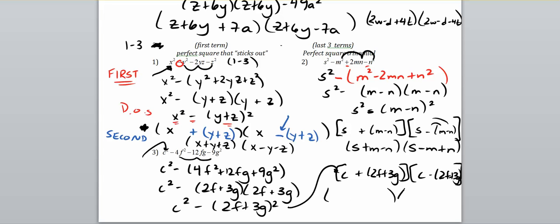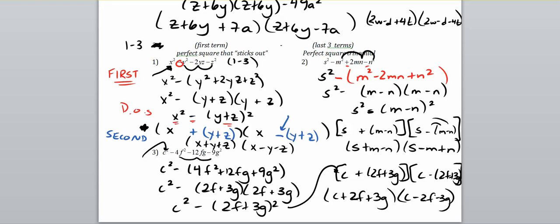So my last step is just to leave c plus 2f plus 3g, and then c minus, distribute the negative, 2f minus 3g.